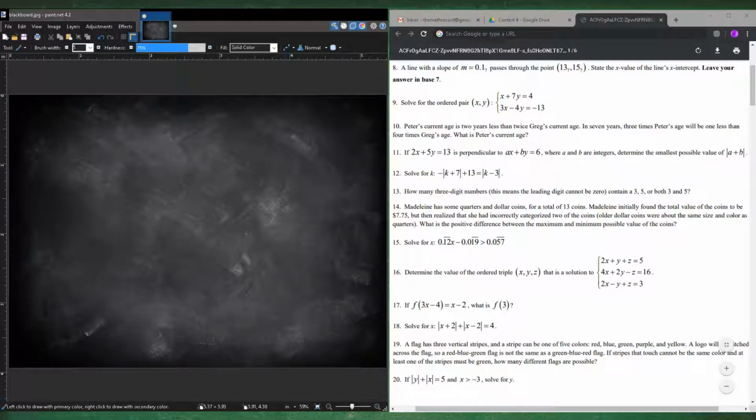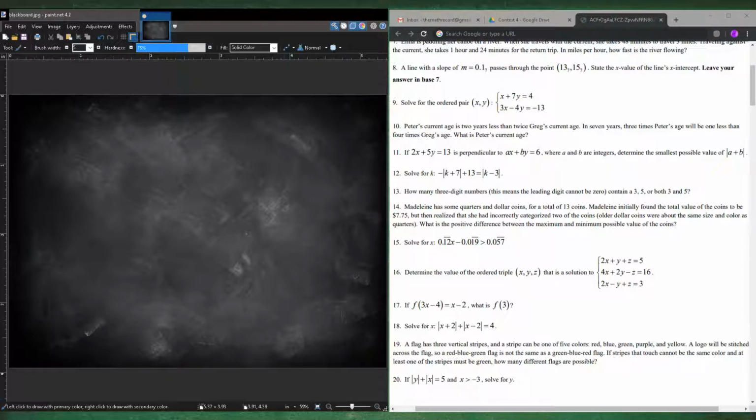Question 13. How many three-digit numbers are there? This means the leading digit cannot be 0, and the number contains a 3, 5, or both 3 and 5. So basically, they're just asking how many numbers have a 3 or a 5 in them. Instead of finding 3s or 5s, which seems like a lot of work because you have to specify, let's take away all the numbers that do not, which is easier to think about.